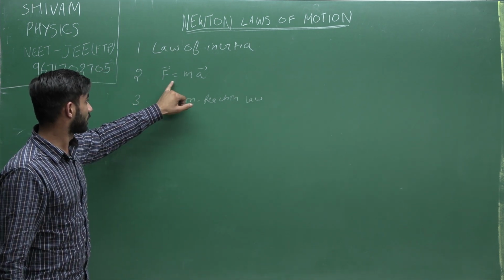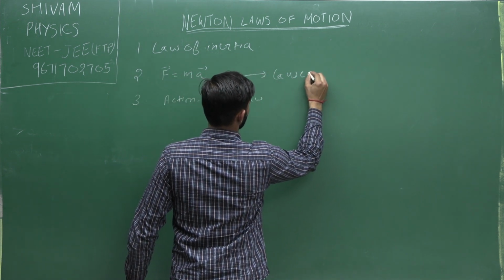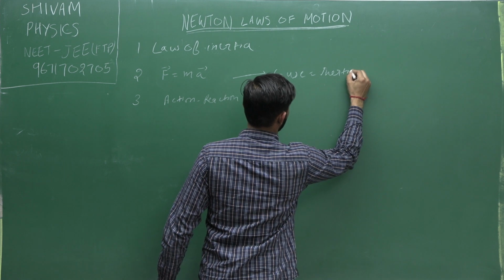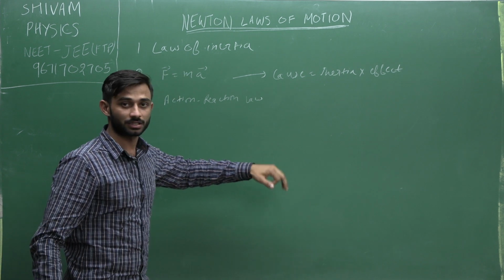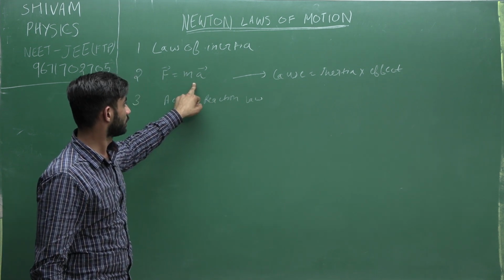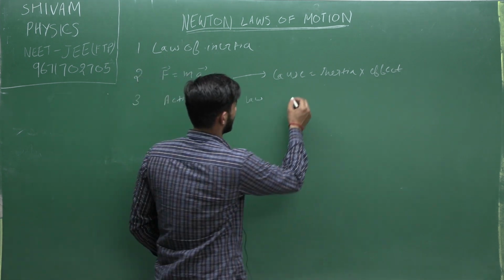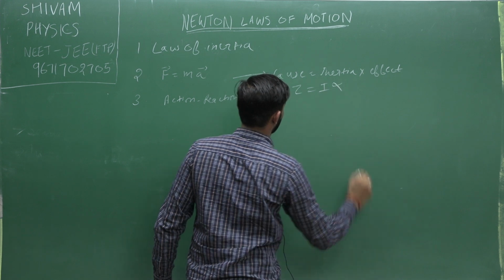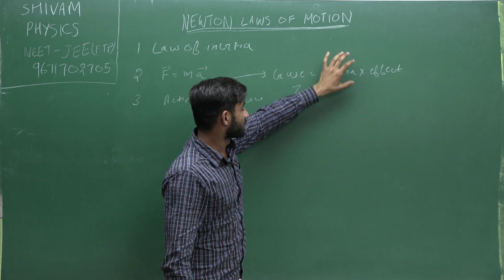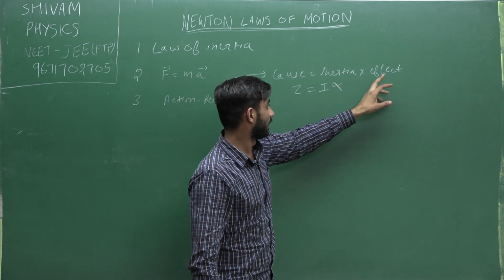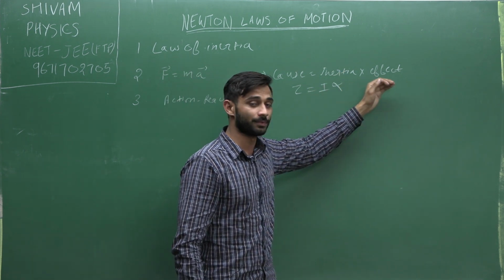The second law says F equals ma. It can also be written as cause equals inertia times effect. It tells the effect of force on the body. In rotational motion, we can write Newton's second law as tau equals I times alpha. If a body has large inertia, then the effect of the force will be less. If it has less inertia, then the effect will be more.